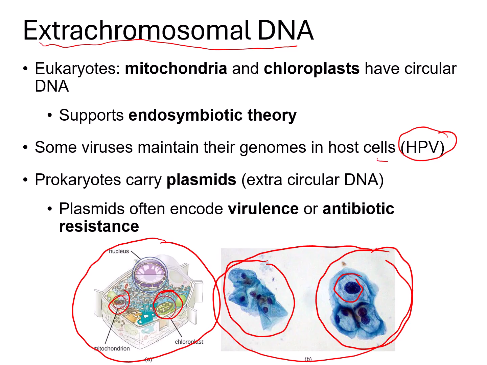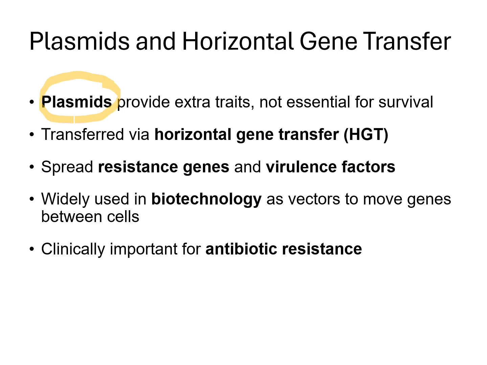Prokaryotes often carry plasmids that are called extrachromosomal DNA molecules, smaller than their regular genome, which are going to often encode virulence factors that cause disease in humans, or even antibiotic resistance. So these plasmids usually provide traits that are not essential for survival, right? The ones that are essential for survival are in the main chromosome. For plasmids, they can encode additional traits like antibiotic resistance or virulence factors, and these plasmids can be transferred between cells through something known as horizontal gene transfer.